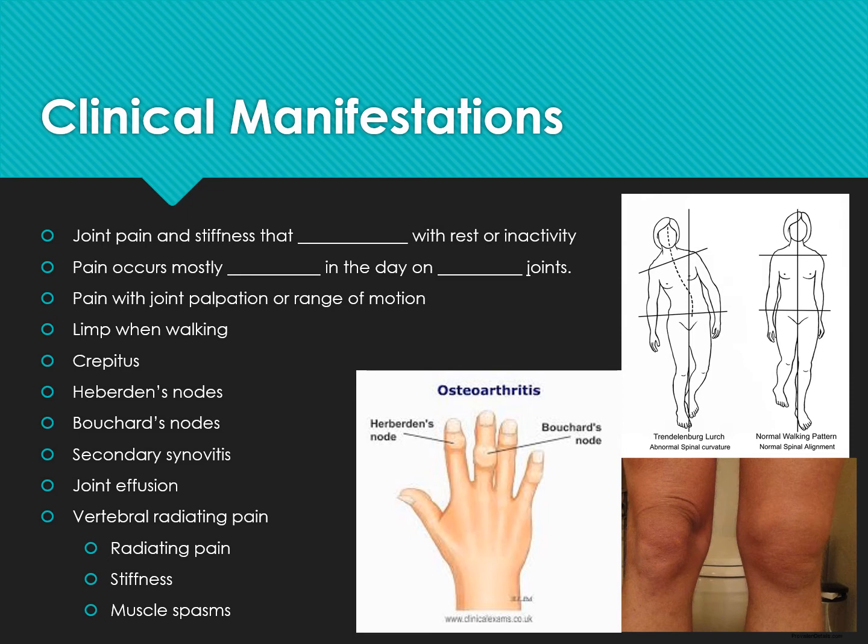So let's focus a little bit more on the early or say moderate stages of osteoarthritis. Their pain is going to occur mostly at the end of the day, and on weight-bearing joints or joints that are excessively used, really. The pain is going to be present when you palpate it or do some kind of range of motions.